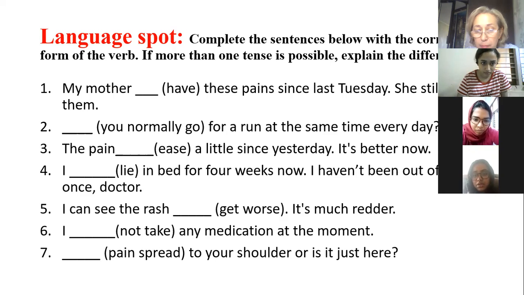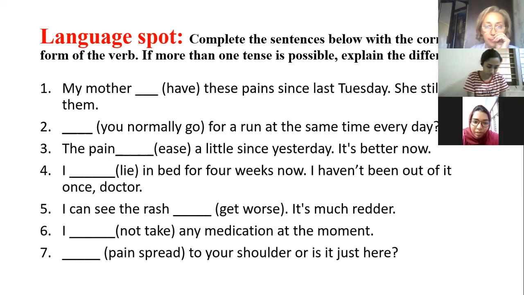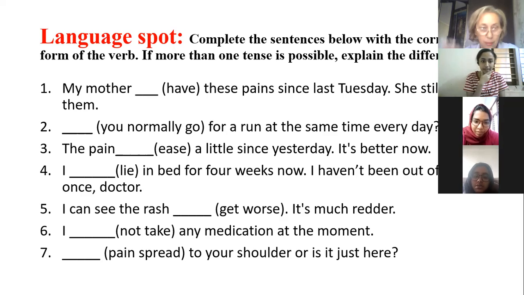Okay, so let us listen to Ramisa Sharin. So the next sentence, please. You normally go for a run at the same time every day. Yes, we need to use an auxiliary of the present simple. Do you normally go?